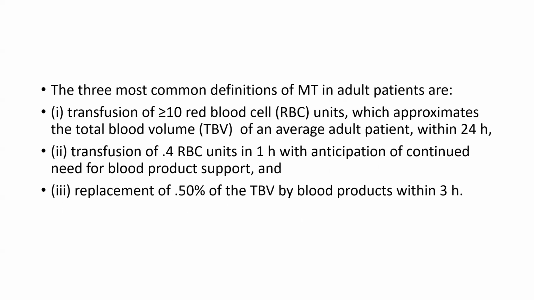The three most common definitions of massive transfusion in adult patients are: transfusion of greater than or equal to 10 RBC units, which approximates the total blood volume of an average adult patient, within 24 hours; transfusion of 4 RBC units in 1 hour with anticipation of continued need for blood product support; and replacement of 50% of total blood volume by blood products within 3 hours.